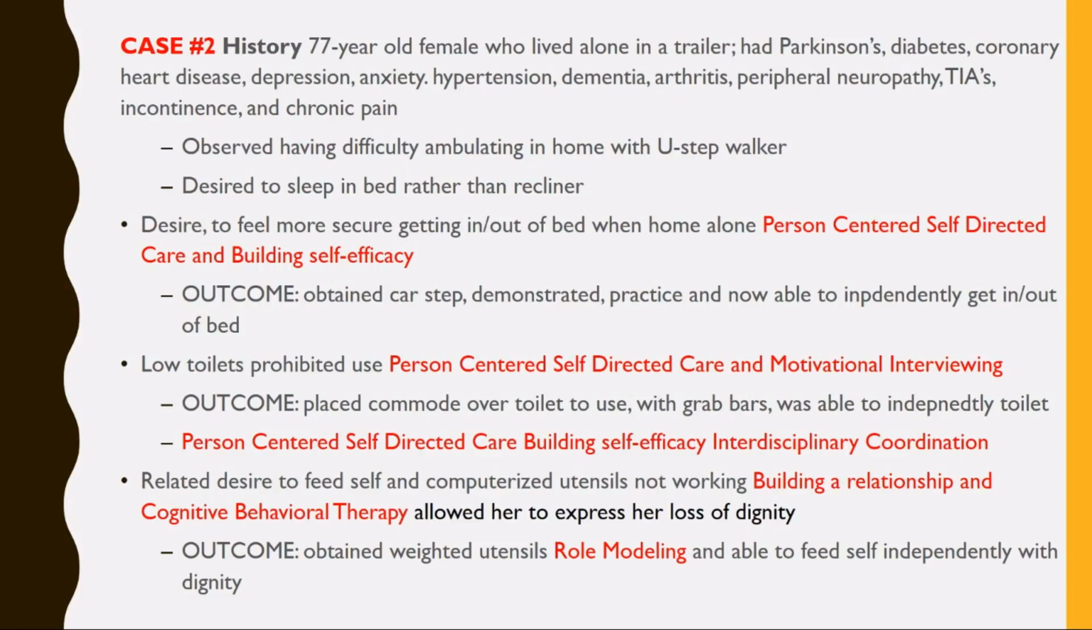The participant also had a desire to feed herself, and they obtained computerized utensils. However, they didn't work very well. So they modified the plan and obtained weighted utensils, and through role modeling and use of cognitive behavioral therapy, the participant was able to begin feeding herself independently. Each and every one of these were life-changing, quality of life improving events for this participant.